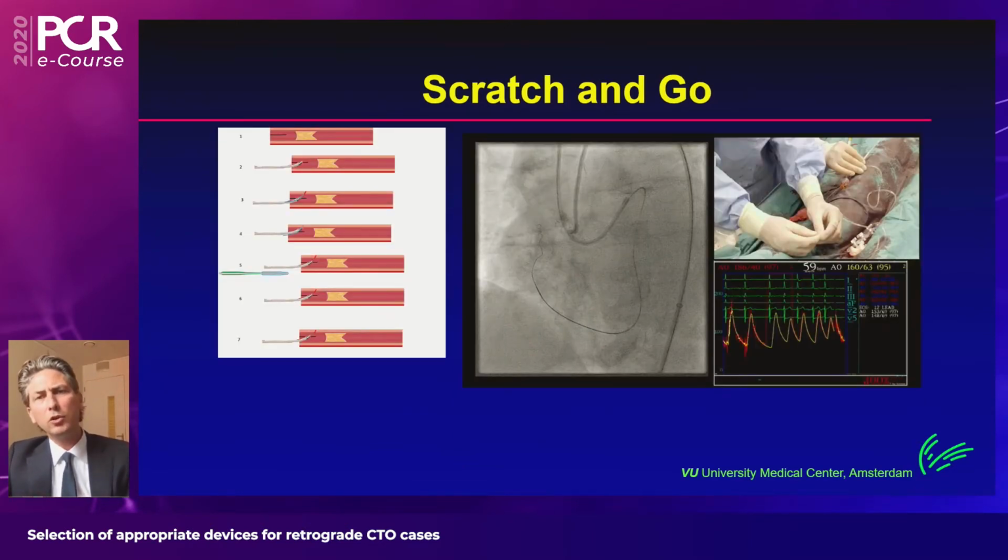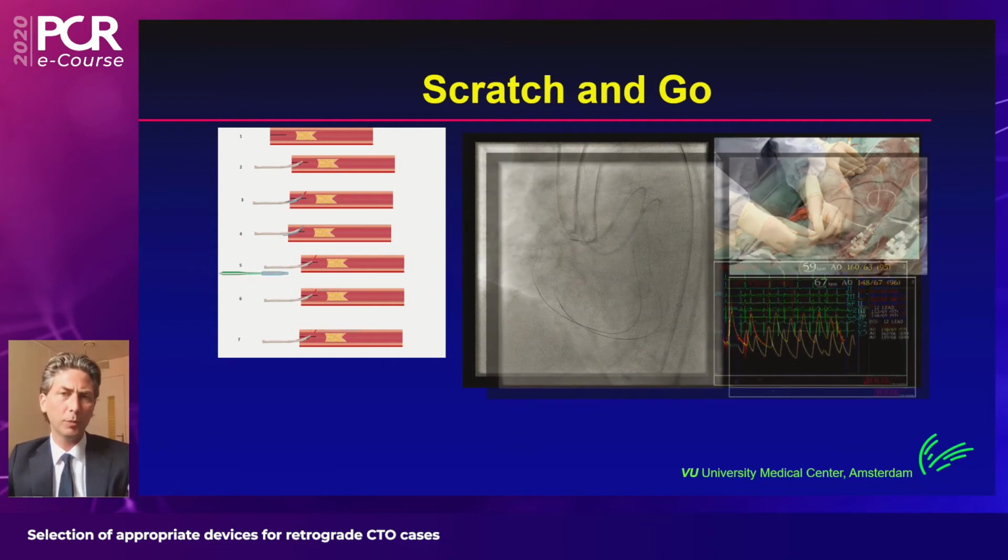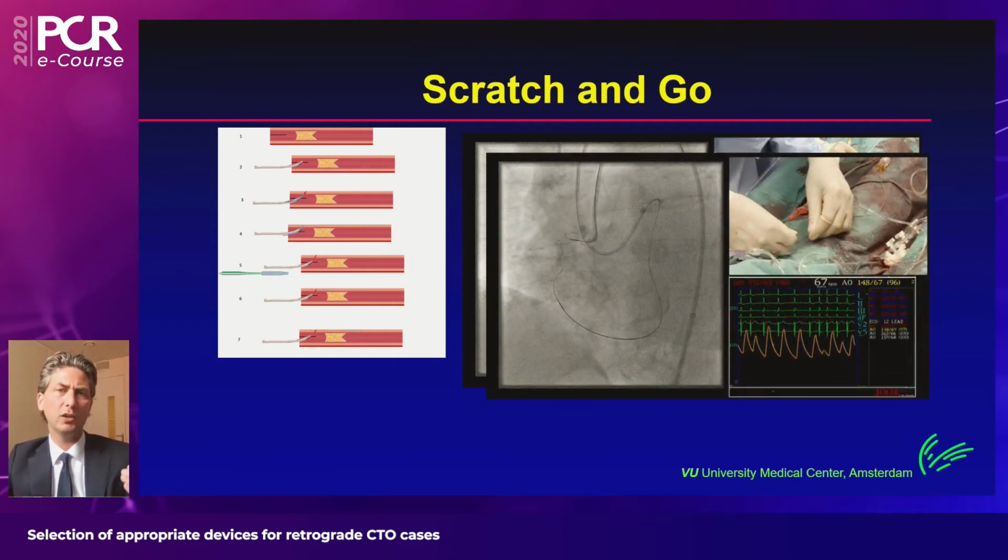So to try to find some new architecture, we employed what we call the scratch and go maneuver. The scratch and go maneuver basically means that you intentionally try to dissect with a stiff wire, go into the subintimal space, find some tissue, and then do the procedure again, where you try to knuckle again.